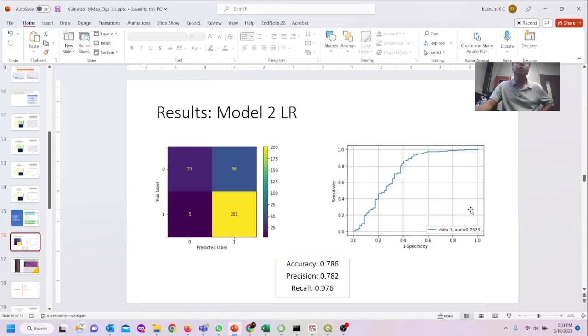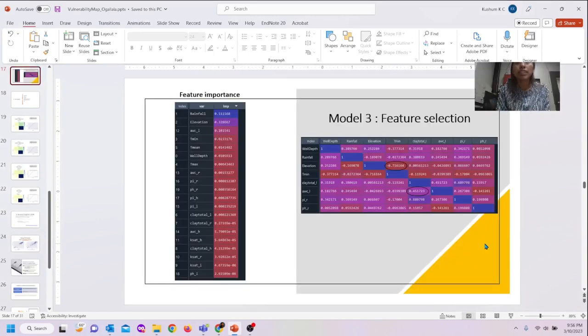After the modeling, we found that the accuracy was almost 0.79, precision was 0.78, and the recall was 0.976. And here is the ROC curve. We can see that it is much better than random coin flipping. After running the model with all these parameters, we are trying to run the models with fewer parameters, because if the model gives a similar outcome with fewer parameters, why do we need to take this many parameters?